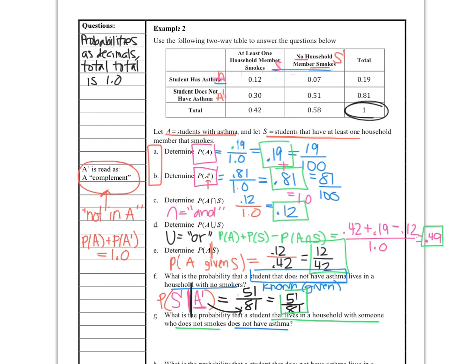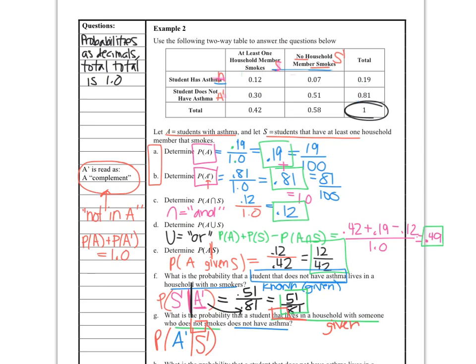Because again, there's no "and", there's no "or", so then it must be given because there's two events happening here. So what's the probability that a student that lives in a household with someone that does not smoke, so that's our given, does not have asthma? So probability of something given something, and we're talking about not smoking, so S complement, and then what's the probability that they don't have asthma, A complement.